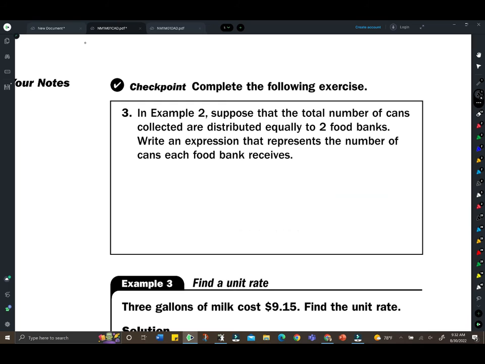Try out the checkpoint here. Once again, pause if you need to, try it out and check.